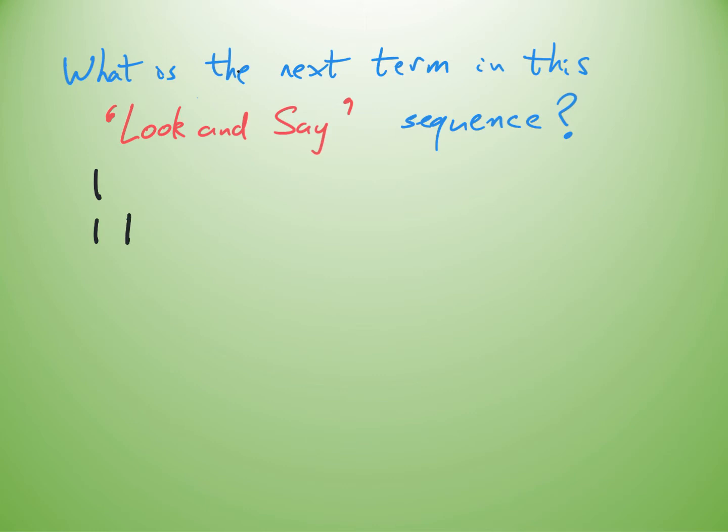Okay, now let's look at what I've just written down there. I've written down 2 1s. What have I just written down there? I've written down 1, 2 and 1, 1. And then we can continue on in this way, and I've got 1, 1, 1, 2 and 2 1s.